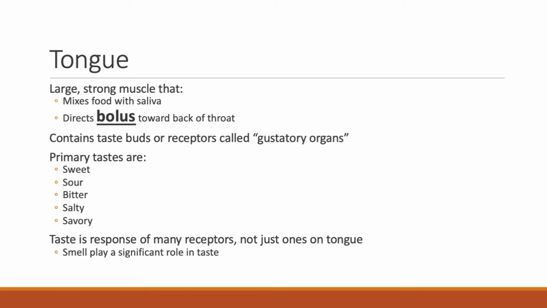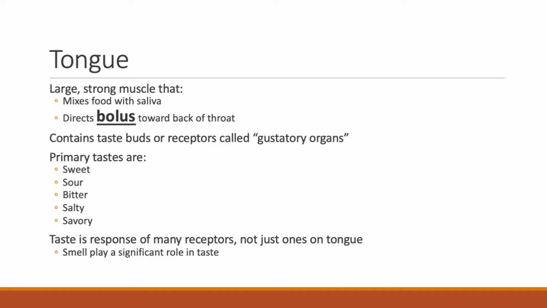Now we're with the tongue. The tongue is a large, strong muscle that mixes food with saliva. It directs the food or bolus toward the back of your throat. The tongue contains taste buds or receptors called gustatory organs.